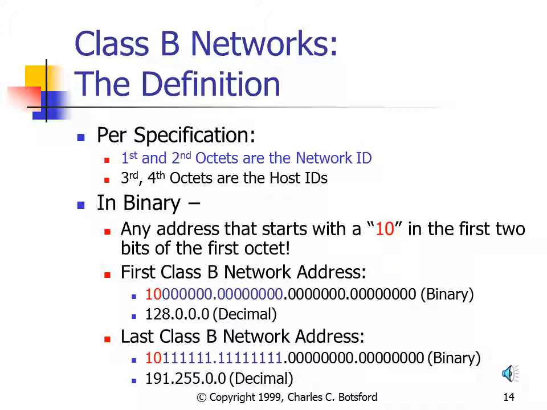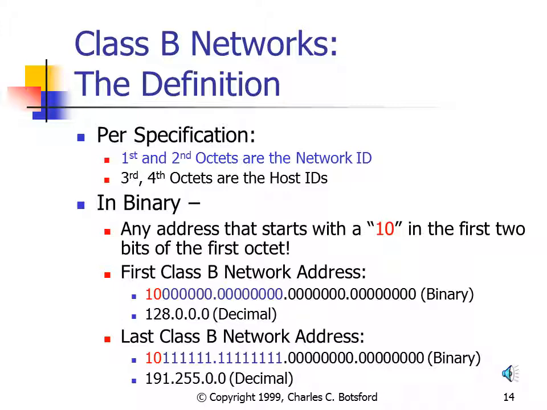Remember that the IP specification states that a Class B network has the first 2 octets as the network ID and the last 2 octets as the host ID. The specification further states that a Class B address is any address that starts with a binary 10 in the first 2 bits of the first octet. The first Class B address would be listed there in binary as 1 with 7 zeros. When you convert that to decimal, that's 128.0.0.0. So in that case, the network ID would be, because it's Class B, 128.0, and then the host IDs would start at 0.0.